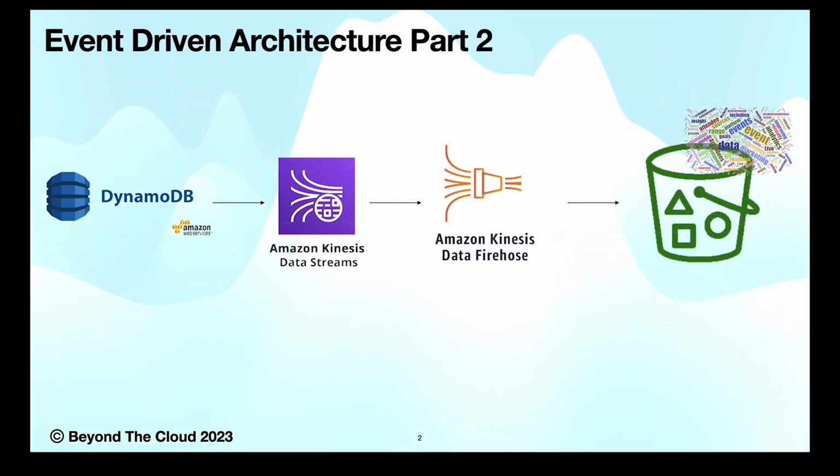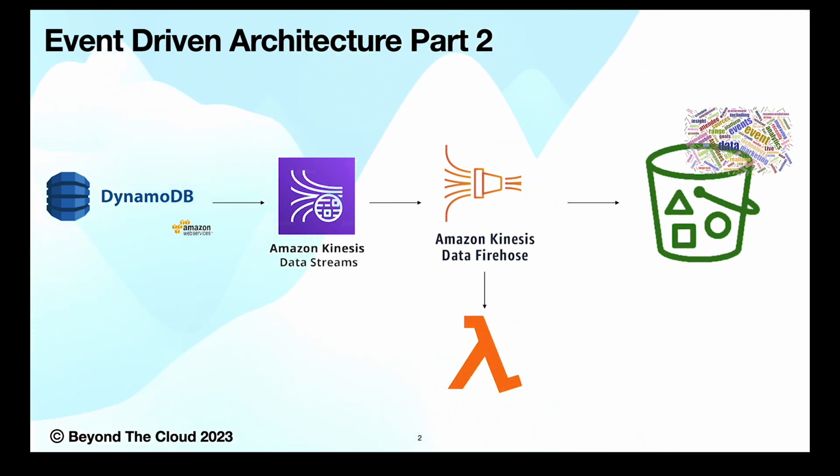So the entire architecture is that we will insert the data into DynamoDB, that will be populated into Kinesis data stream, and eventually with Kinesis Data FireHose, it will be populated into S3 bucket for further processing. Now there is an interesting factor in between: we will analyze the Kinesis Data FireHose data with AWS Lambda.